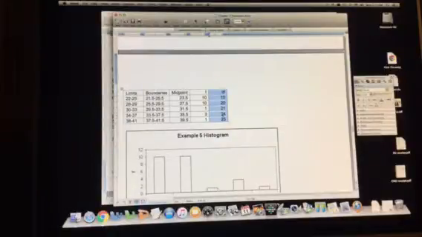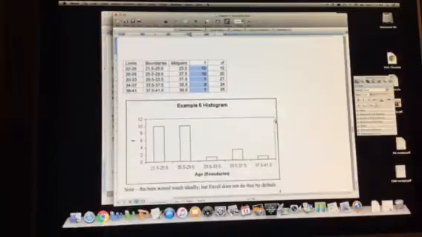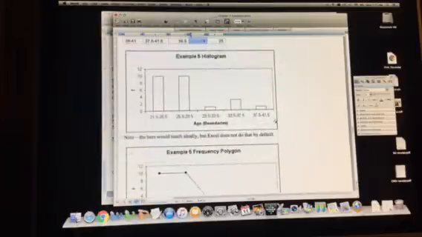You take the first class, which is just the same as the frequency. Second class, add the first 2. Third class, add the first 3. Fourth class, add the first 4. Fifth class, add them all. Okay, so that's the grouped frequency distribution.